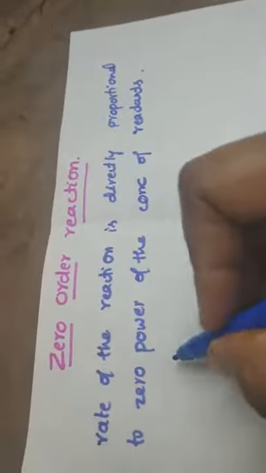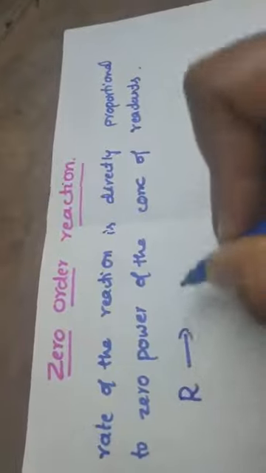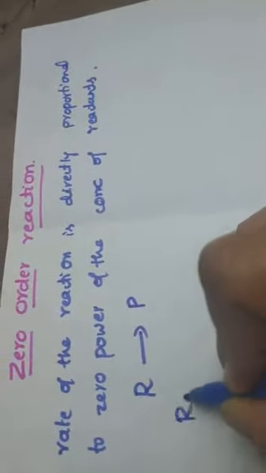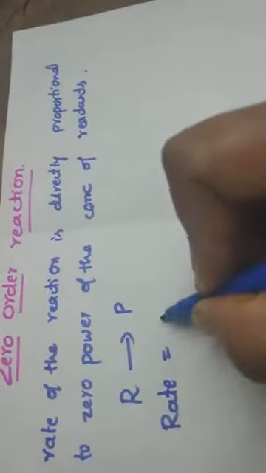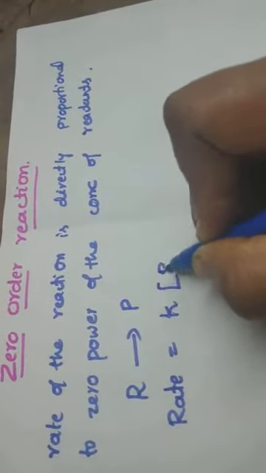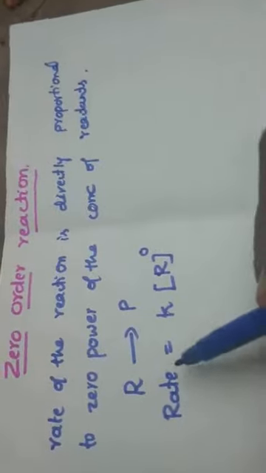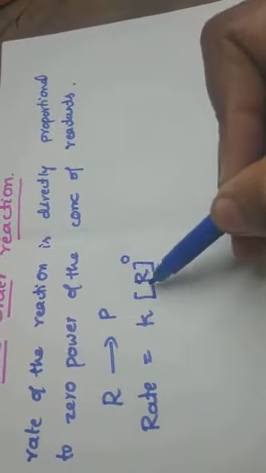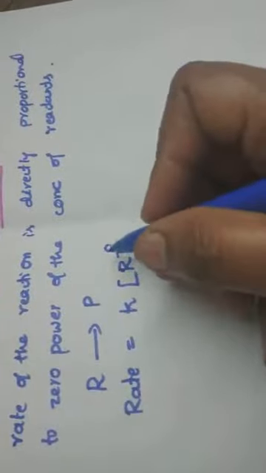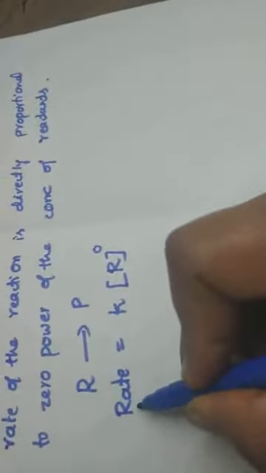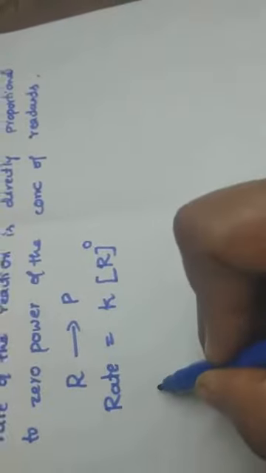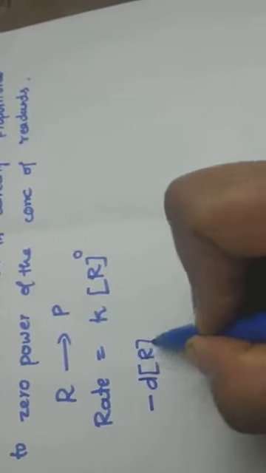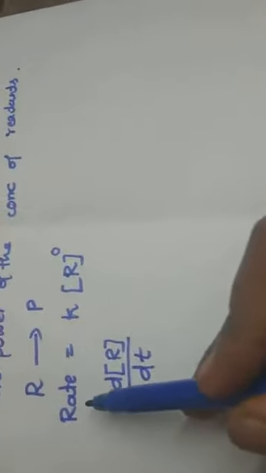So consider a hypothetical reactant R converting into product. So I'll write the rate equals K into the molar concentration of the reactant to the power 0. So the rate of the reaction is proportional to the 0th power of the molar concentration of R. Okay, so anything to the power 0 is equal to 1. Before that, we can express rate as the decrease in concentration of a reactant divided by the time taken. So we can define the rate of the reaction.